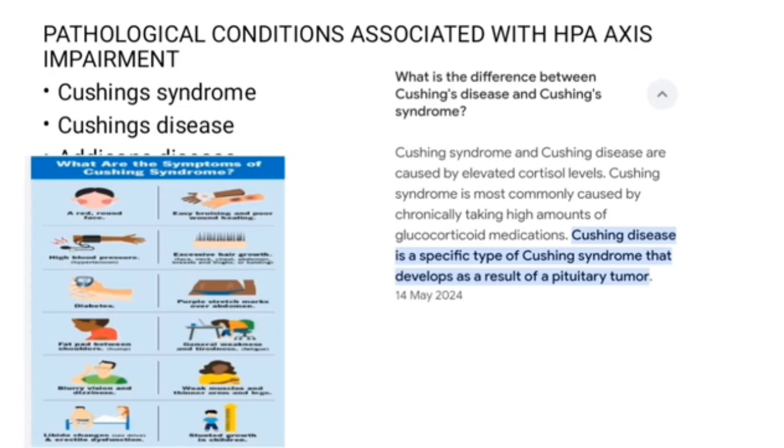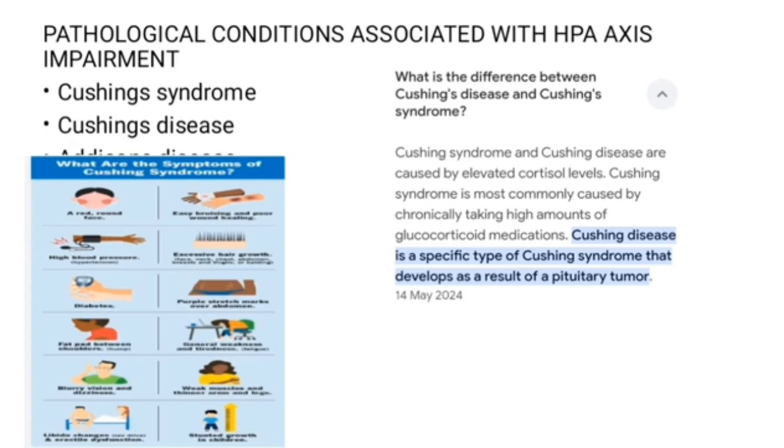So what's the difference between Cushing's disease and Cushing's syndrome? Cushing's syndrome and Cushing's disease are caused by elevated cortisol level. However, Cushing's syndrome is most commonly caused by chronically taking high amounts of glucocorticoid medication. Right? So in that case, when there is excess release of cortisol by the adrenal gland itself, you call it Cushing syndrome.